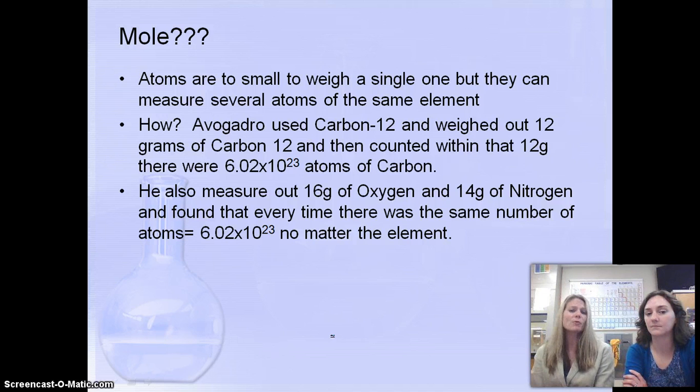So Avogadro gets his number, and we get to use it in our math from here on out. So we're going to find out how many particles. Now, I did research a little bit on where the mole came from.